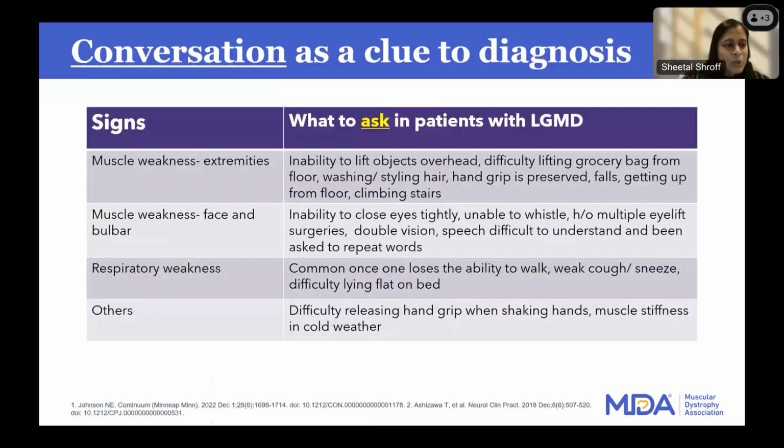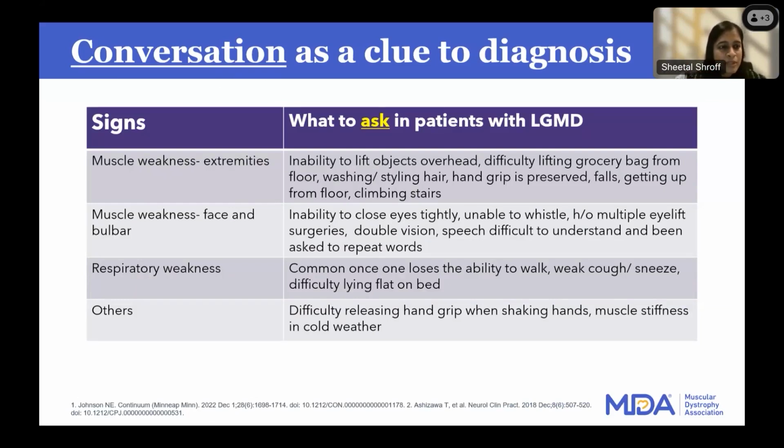Now, we know these neuromuscular diseases can have this wide variety of involvement of multiple systems, and when we suspect neuromuscular disease in a patient, what are the things to ask these patients which can help us or aid in the diagnosis? So when we see muscle weakness, how do we ask these patients about weakness in the extremities?